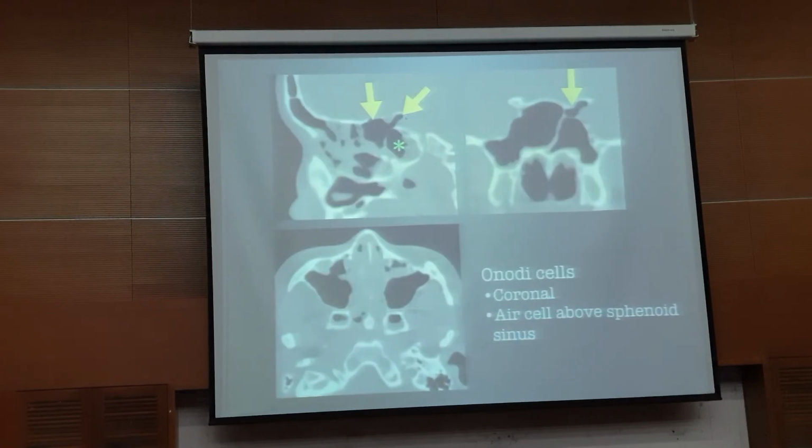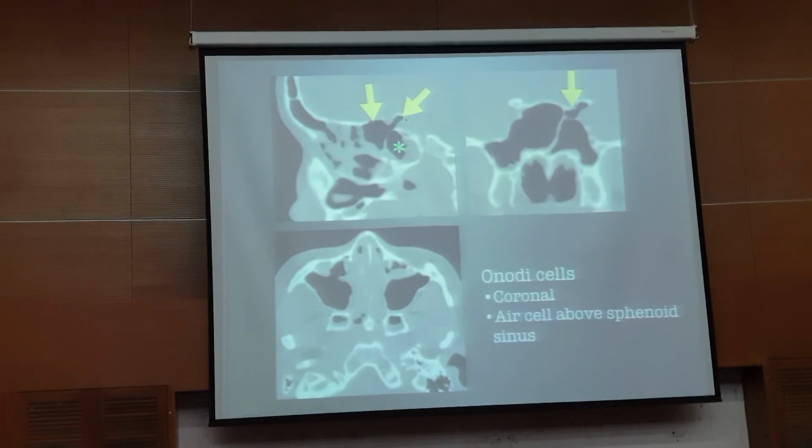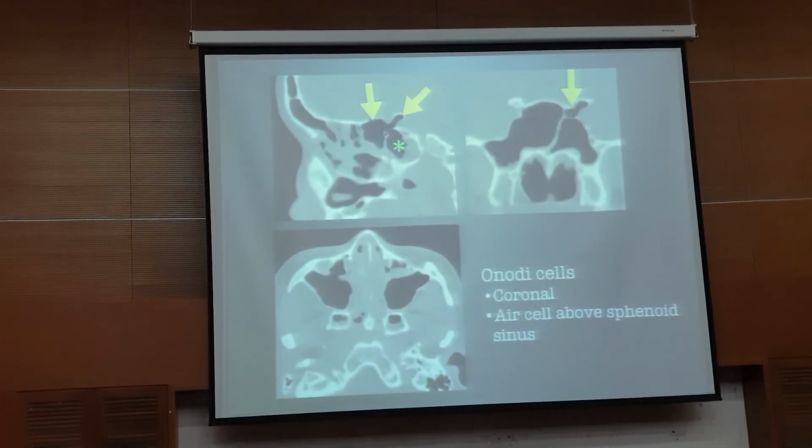Okay, although these cells are pretty common, what they are, posterior ethmoidal Onodi cells, extend above and posterior to the sphenoid sinus. So this is the sphenoid sinus here, and this is an Onodi cell. You can see that it goes above the sphenoid sinus. And in fact, it's pneumatizing the clinoid process here.